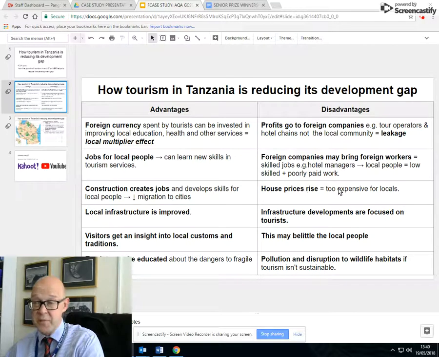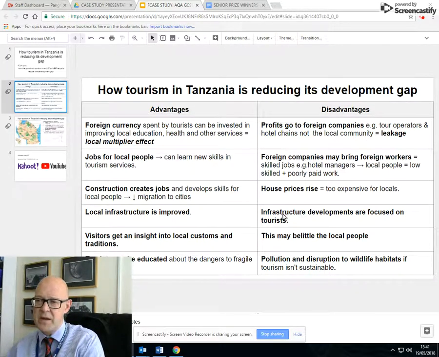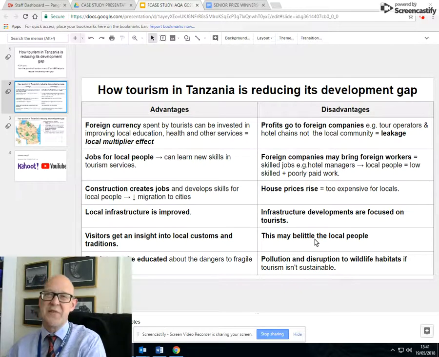It might lead to a lot of people wanting to move there for employment. So you may see local house prices rising. So local people may be displaced from the ability to buy homes. And then the others, infrastructure developments are focused on the tourists. So that will contrast a little bit with what I said before. And there might be a sense, as I said, of this museumification.